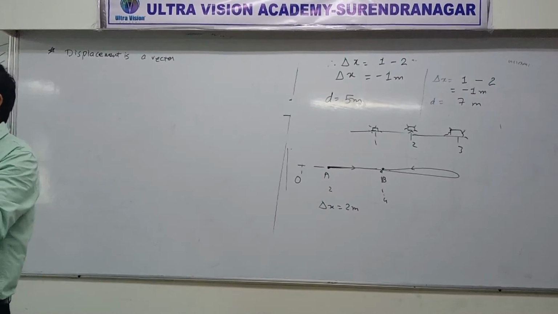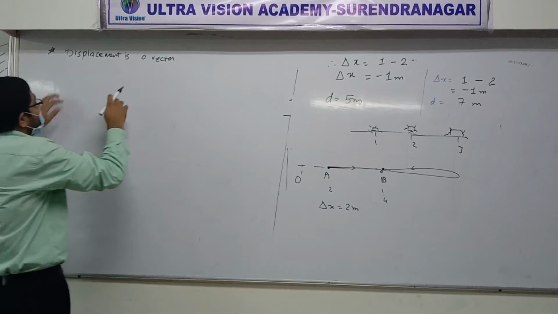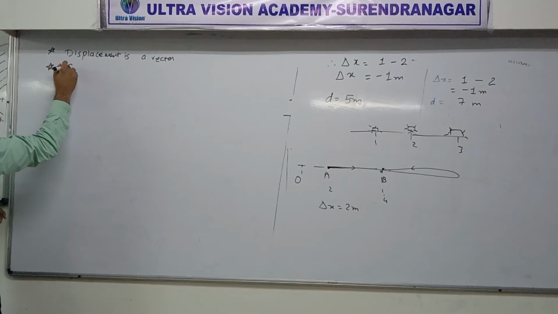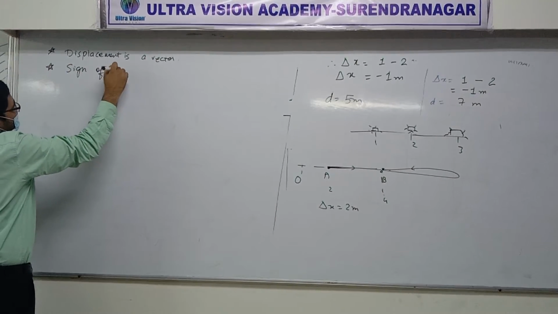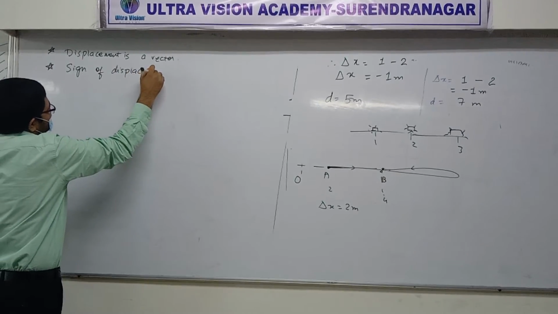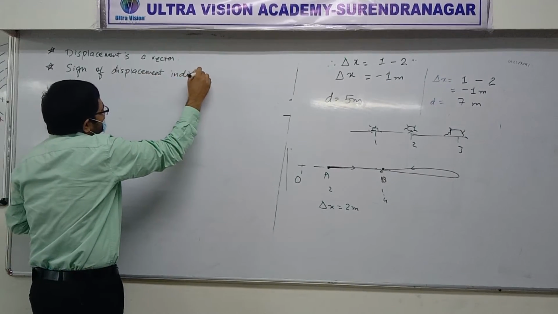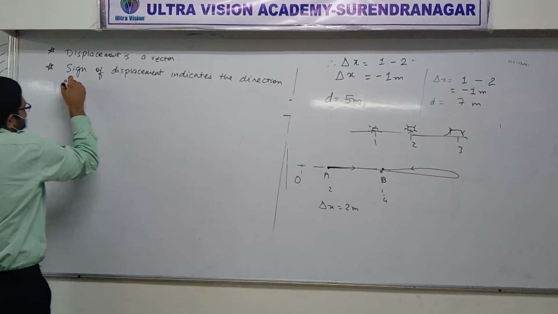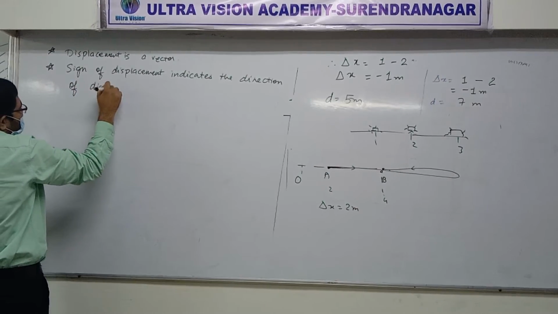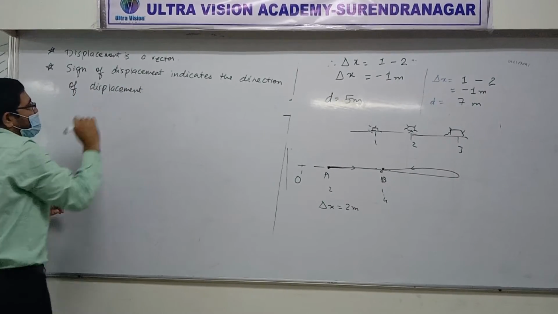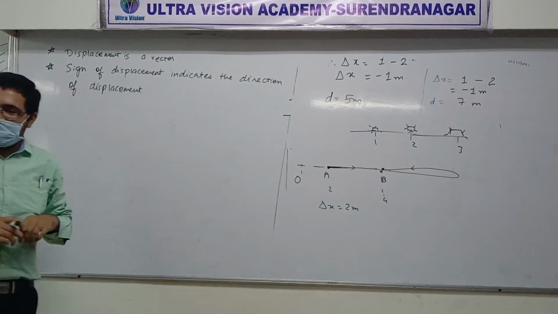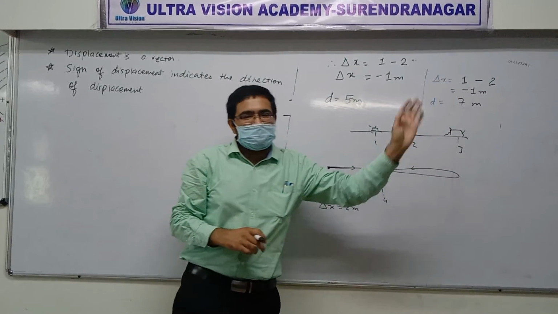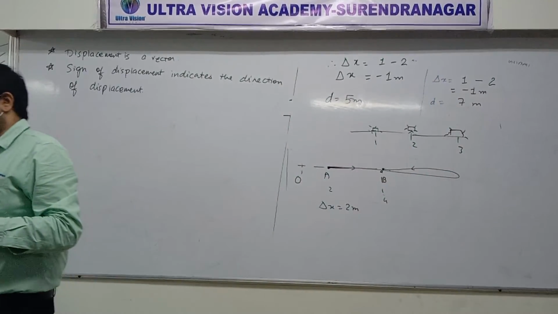But now you will have to understand, okay, and if you don't, you have to ask questions. So displacement is a vector. That means the sign of displacement indicates what? The direction. Sign of displacement indicates the direction of displacement. Does this sentence make sense to you? Yes. Or not? Yes. If displacement is positive, it means displacement is towards the right side. If displacement is negative, that would mean it is towards the left side. Okay.